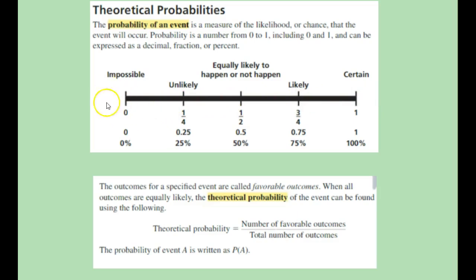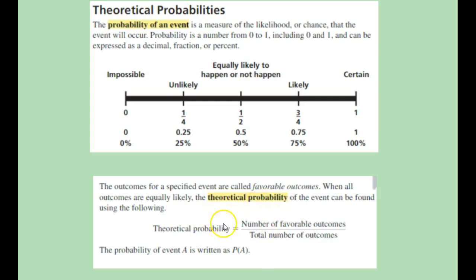Okay? So if it's a 0, it is absolutely impossible, it will not happen. And if it's a 1, it's a guarantee, it's certain to happen. The closer the number is to 1, the more certain it is to happen. And the closer it is to 0, the more impossible it is to happen. So now let's look at our theoretical probability. So our theoretical probability is just looking at an event. Okay, so it's theoretically what's going to happen.